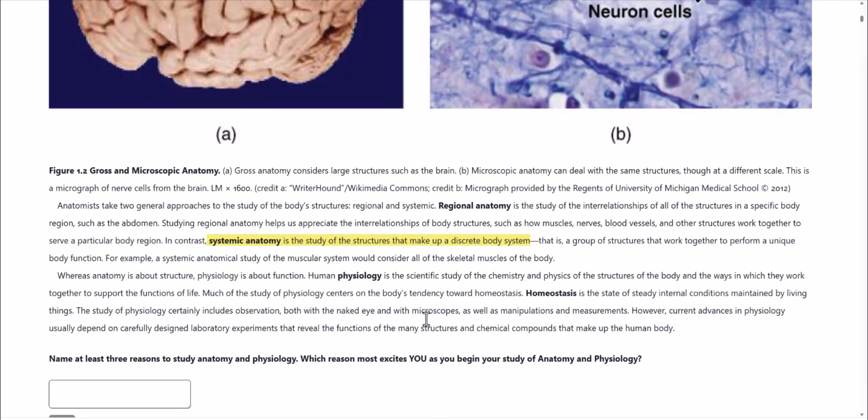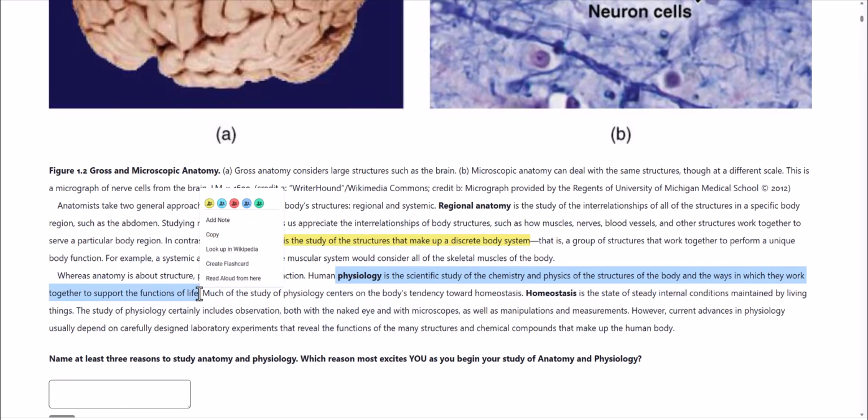Now, the counterpart to anatomy, and that will be the focus of the second semester course in this series, is human physiology. Now, human physiology is figuring out how do all these pieces and parts work together.